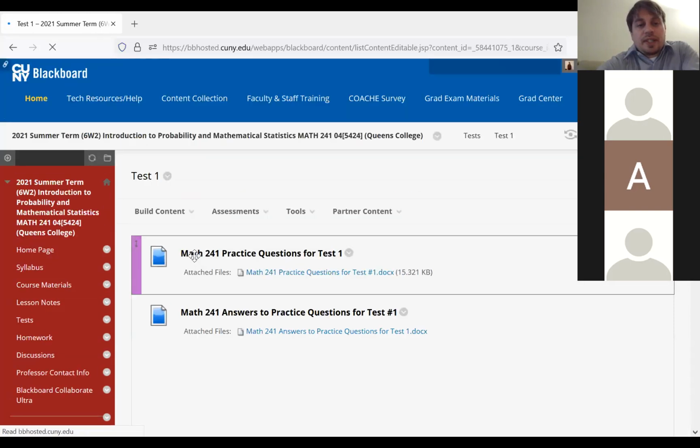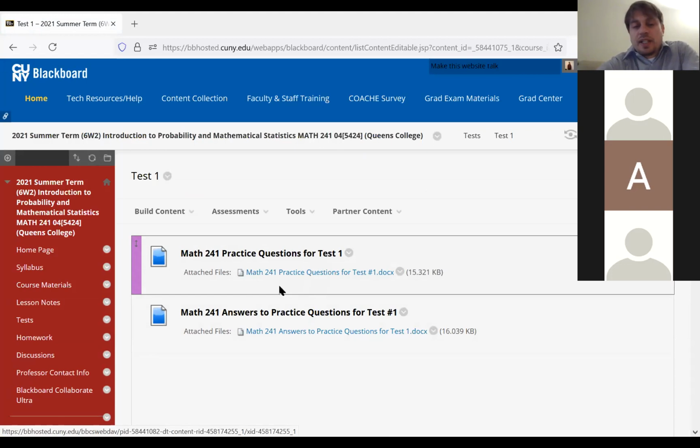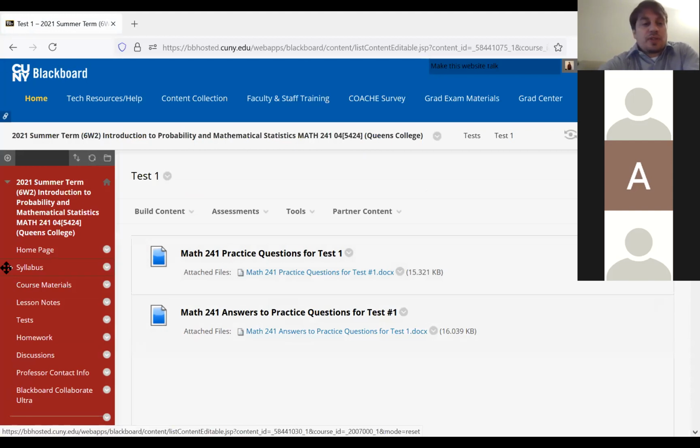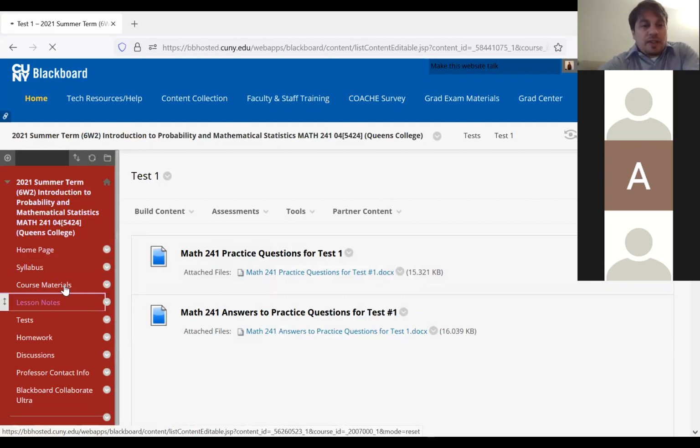So click on that. You have practice questions for test 1, and you have the answers to the practice questions for test 1. Don't look at the answers until you do the practice questions. You may need to still learn more material because we're not yet done with all 3 chapters, so you may want to wait until we've covered all the material. Once you feel comfortable with the material, do the practice questions, and then look at the answers to see if you got it right. Don't look at the answers right away, because then you're ruining the point of gauging whether you understand it.